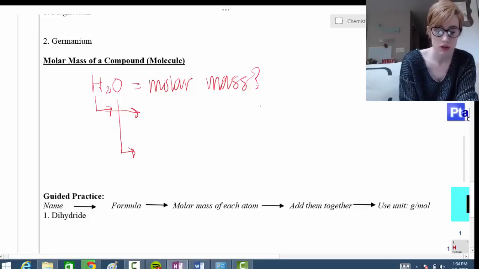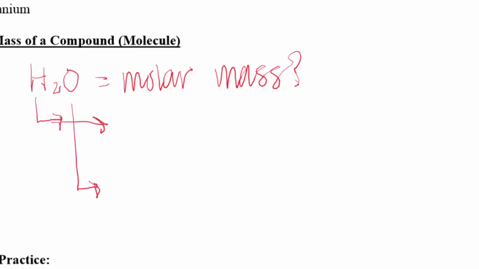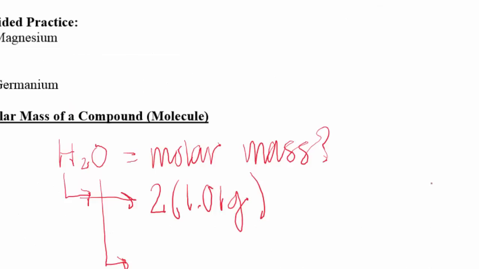Let's do hydrogen first. Here I have 2 hydrogens. The molar mass of hydrogen on the periodic table is 1.01 grams. Since I have 2 hydrogens, I have to find the mass of 2 hydrogens. So H2 equals 2 times 1.01, which turns out to be 2.02 grams. That's the molar mass of 2 hydrogens.